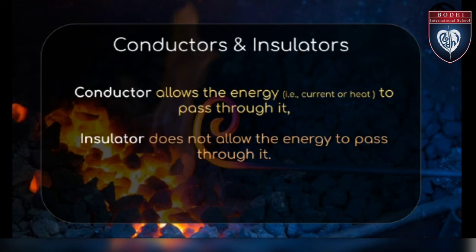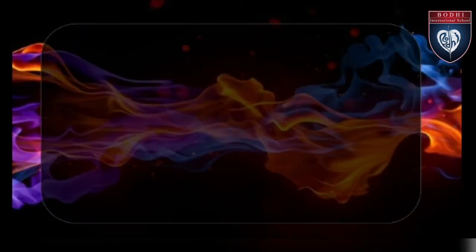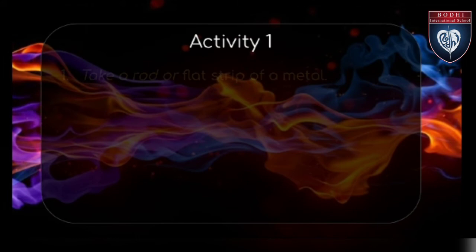The materials which do not allow heat to pass through them easily are poor conductors of heat, such as plastic and wood. Poor conductors are also known as insulators. Water and air are poor conductors of heat.